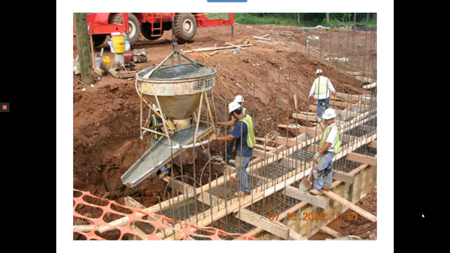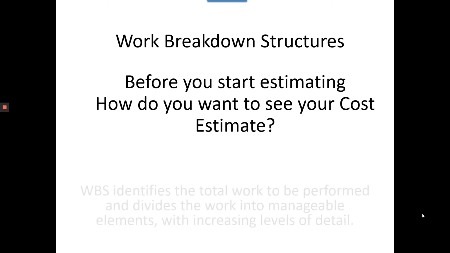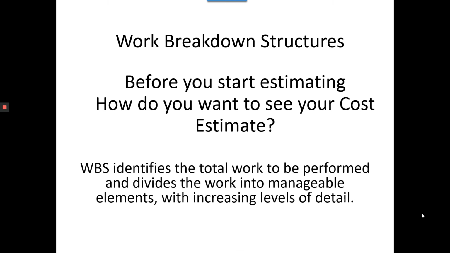When CTN first gets a set of plans, what we try to do is look at work breakdown structures, or WBS codes. We want to know how the owner wants to see the estimate after we're done estimating. And the same thing with the architect. So the WBS codes identify the total work to be performed, and they divide the work into manageable elements.